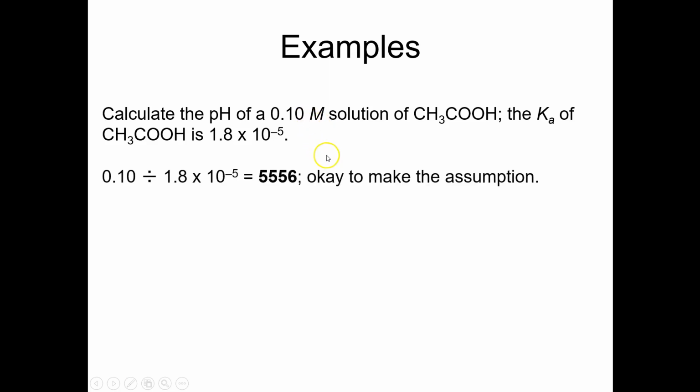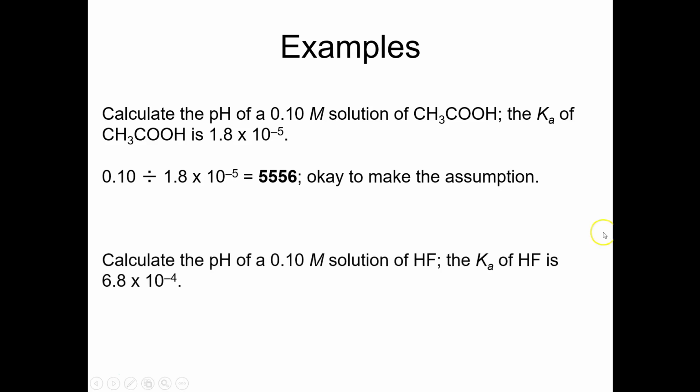And so I take that initial HA concentration, 0.1, and divide it by the Ka of acetic acid, 1.8 times 10 to the minus fifth, and I get 5,556, which is greater than 400. So it is okay for me to make the assumption that x is negligible, and I can simply take it out of the equilibrium constant expression and therefore avoid a quadratic equation.